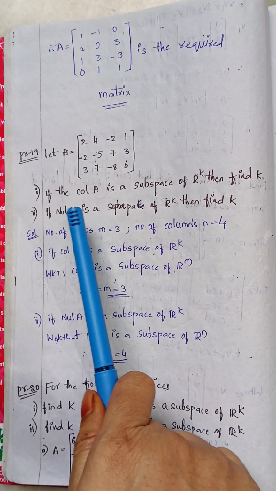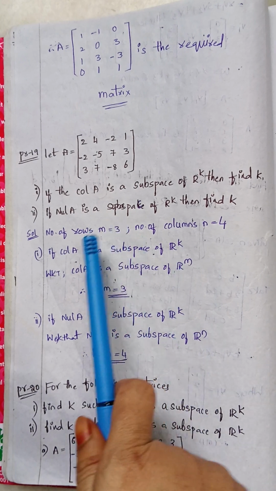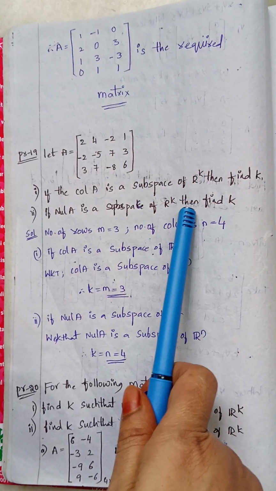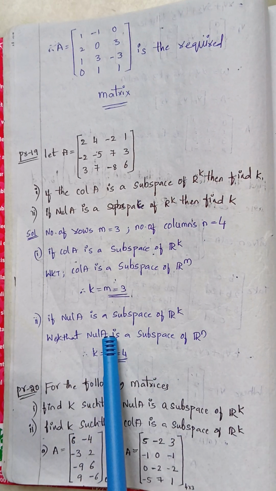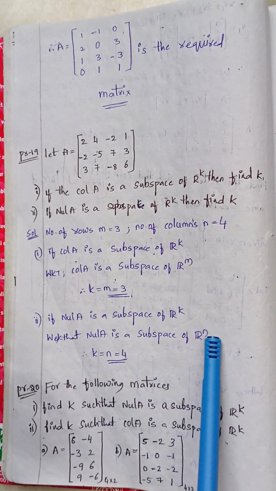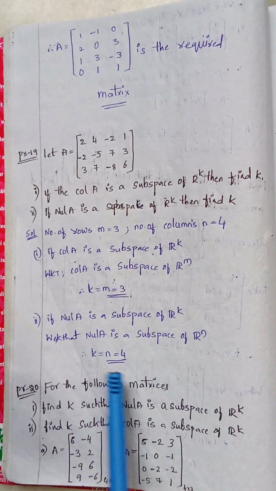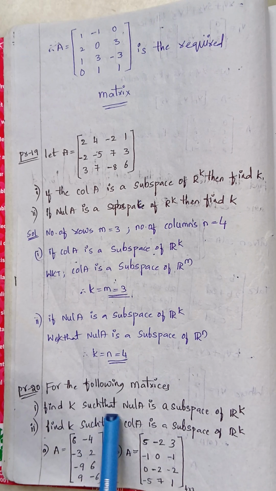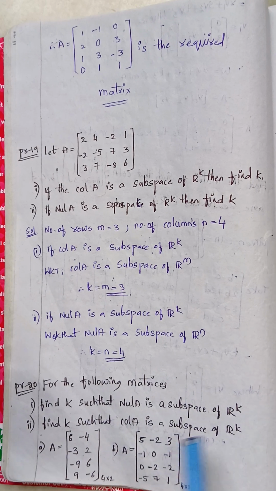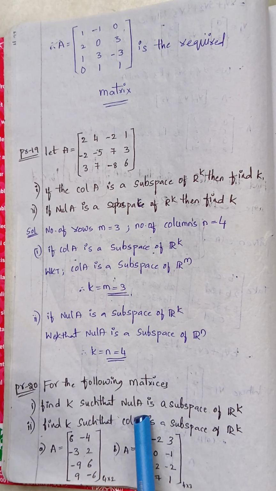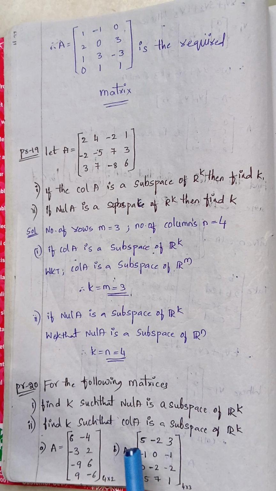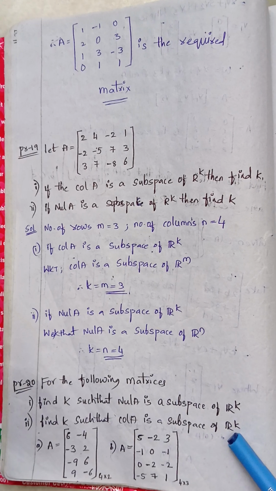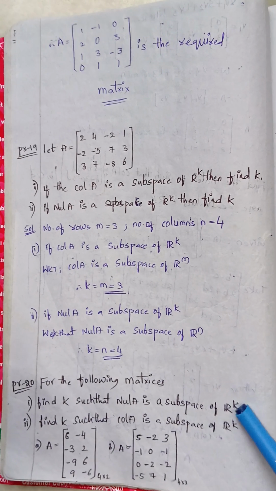Similarly, Null A is a subspace of R power number of columns, which we already discussed in previous videos. So Null A is a subspace of R power n, where n is the number of columns. n is 4 here. That's why k equals 4 here. Similarly, we can see one more question. Find the value of k if Null A is a subspace of R power k. Always remember, Null A is a subspace of R power number of columns, and Col A is a subspace of R power number of rows. So for k, here we have to choose rows, and here we have to choose columns.